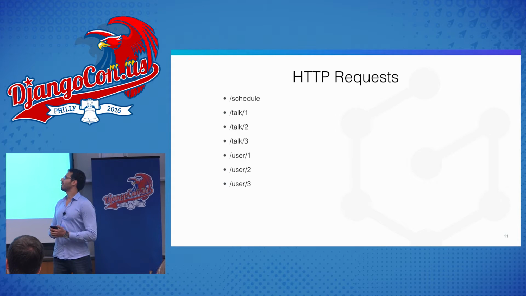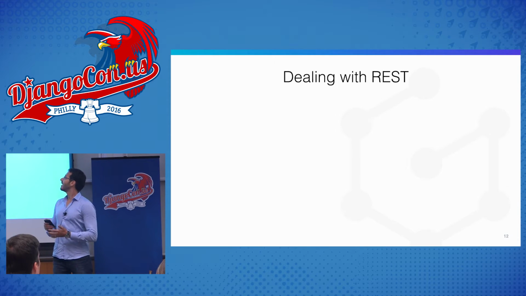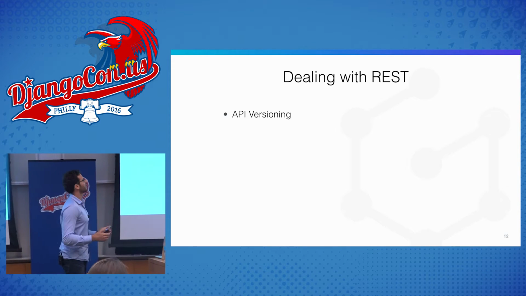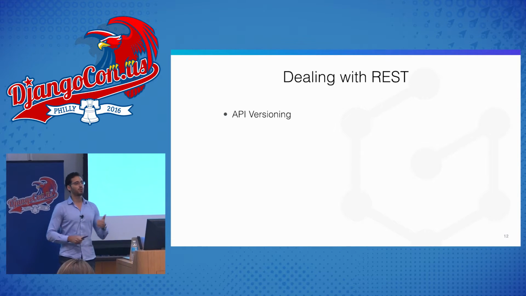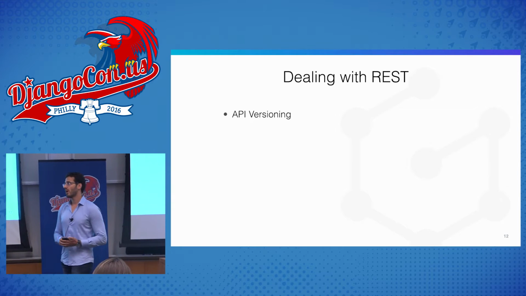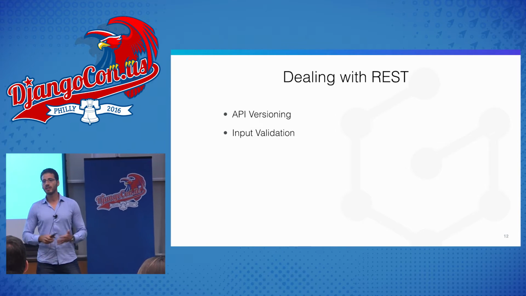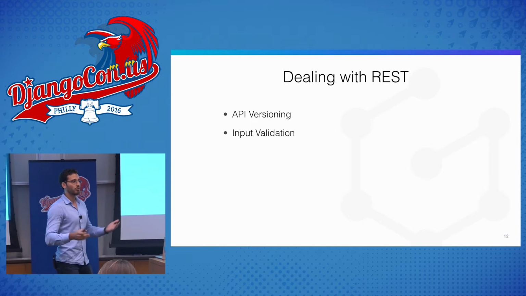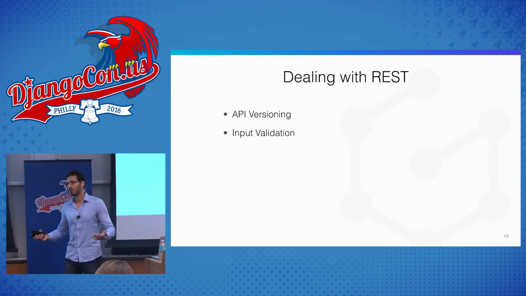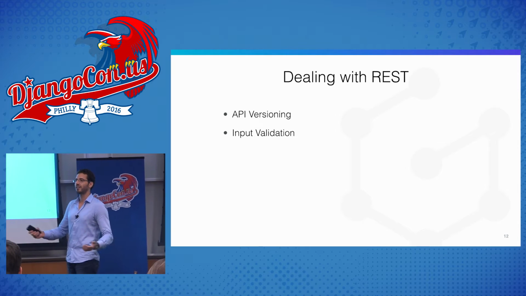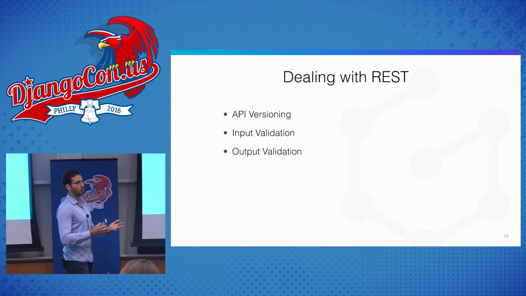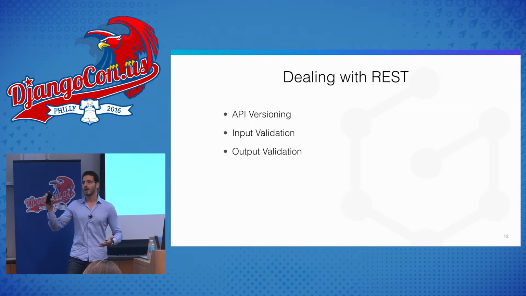But before going forward on that, what are the main problems that we have to deal with when using REST? We have to deal with API versioning. We have to deal with input validation. That means if we want to create a user, or we want to filter or do pagination, we have to make sure, for example for pagination, that we receive an integer and not a string. We have to make sure that the output reflects the types that we want.